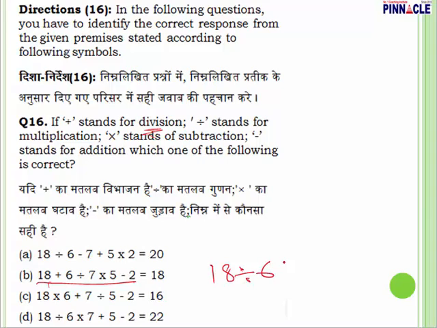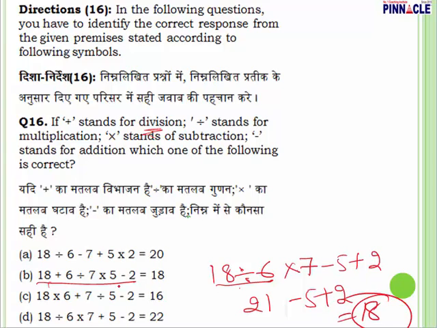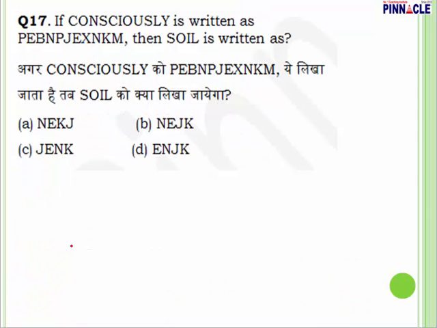18 divided by 6, multiplied by 7, minus 5 plus 2. So 18 divided by 6 is 3, 3 multiplied by 7 is 21, minus 5 plus 2. You will get answer 18. So option B is your right answer.